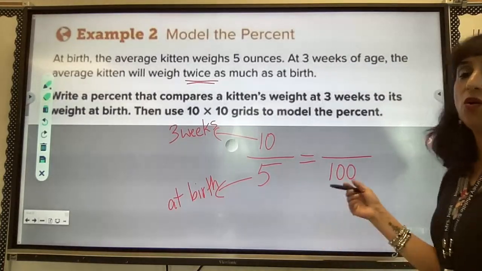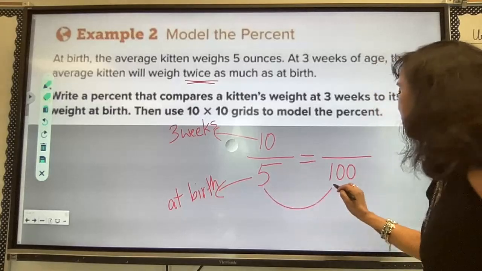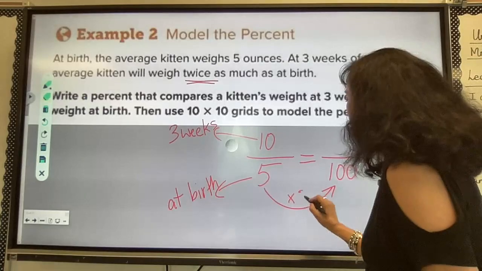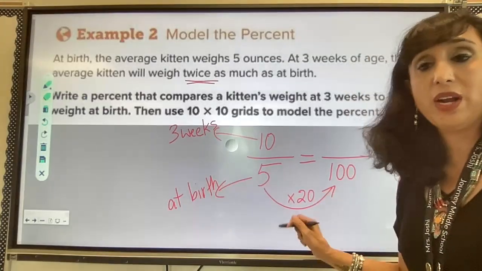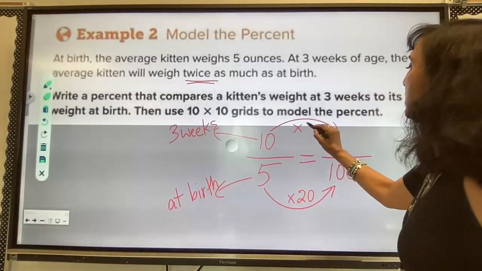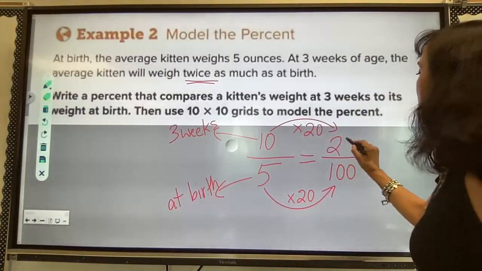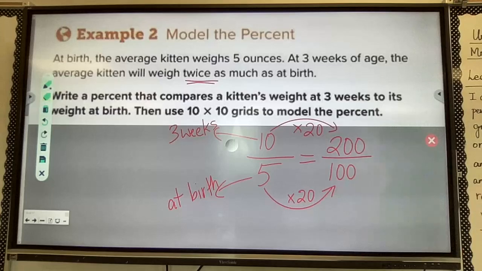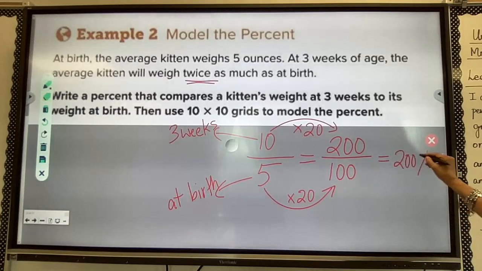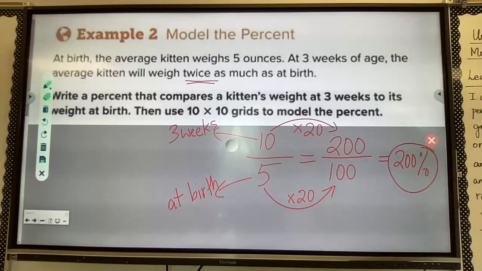Okay, and so whatever I'm going to do to the denominator, I know that 5 times 20 is going to give me 100. Whatever I do to the denominator, I do the same thing to the numerator. Now 10 times 20, and that gives me 200 over 100. Okay, and so this is equal to what? 200%.